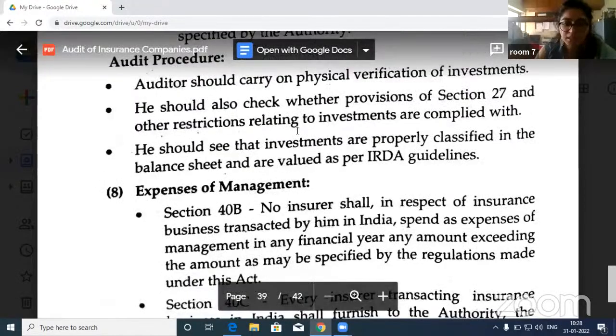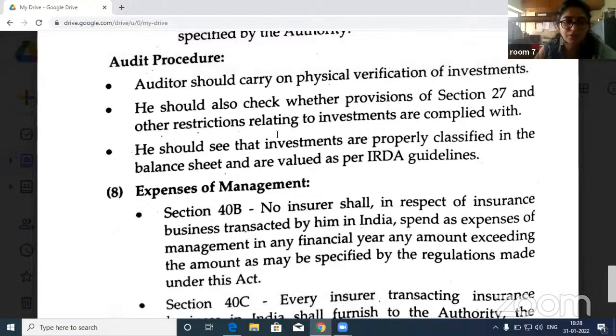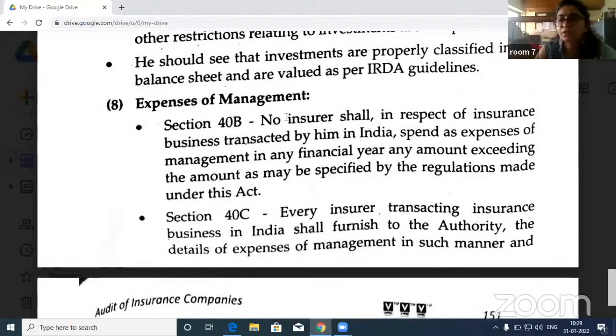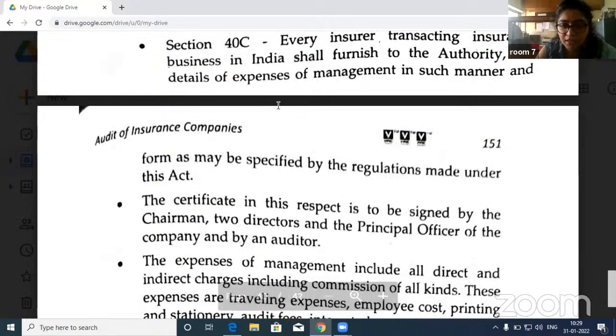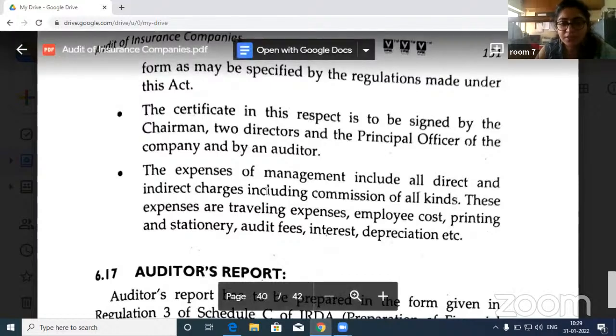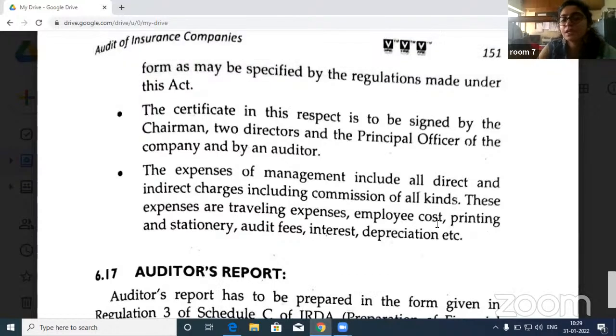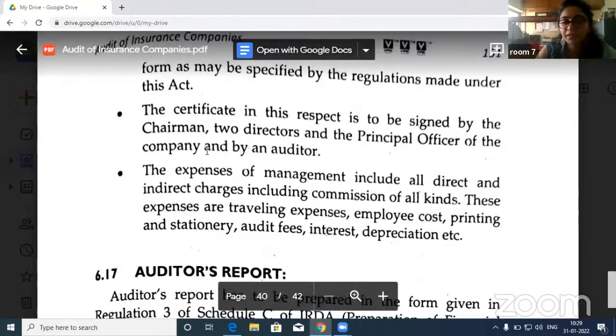Audit procedure is same that we have done earlier, so no need to repeat. Expenses of management, you need to now schedule number 4. You remember operating expenses? You need to check all the expenses of management also in due course, that they are paid on time, and all other expenses like traveling expenses, employee cost, printing and stationery, audit fees, interest, depreciation are also recorded in the books of accounts on due date, on proper dates.